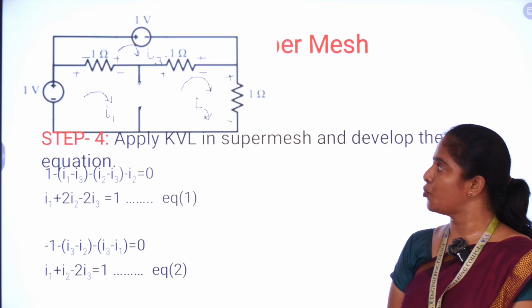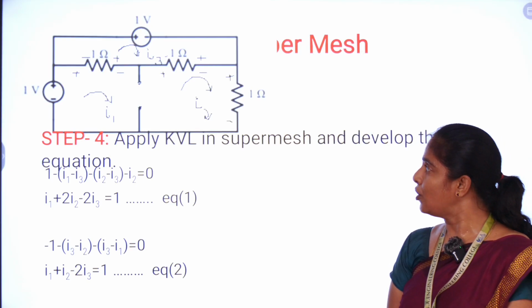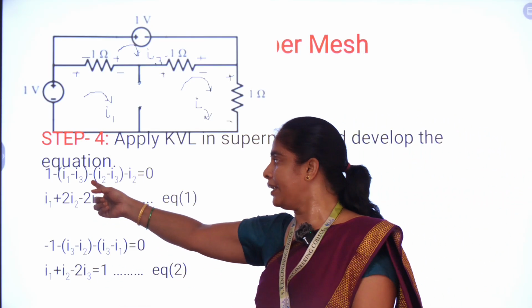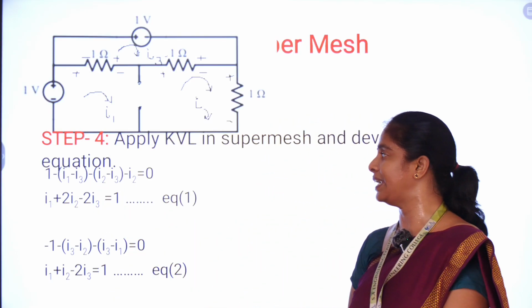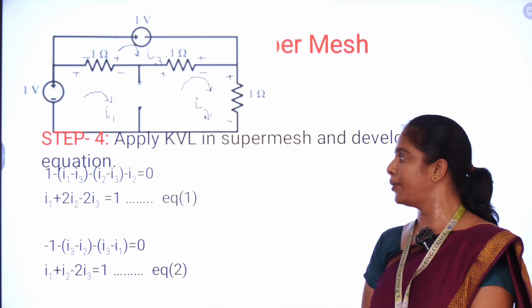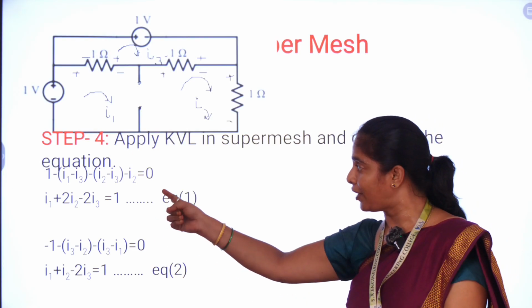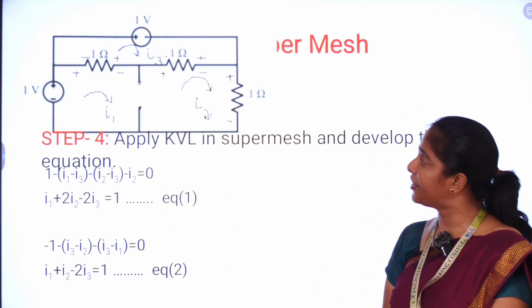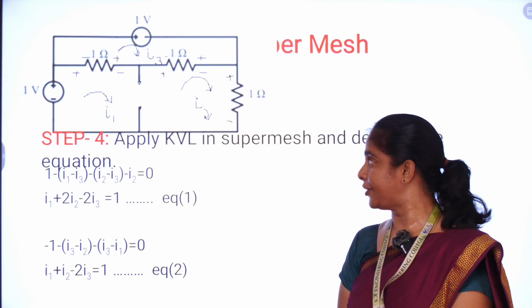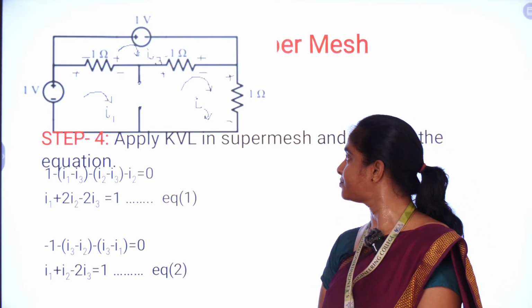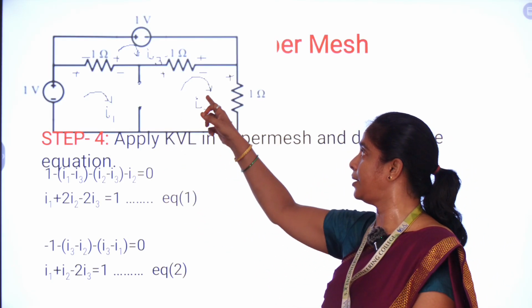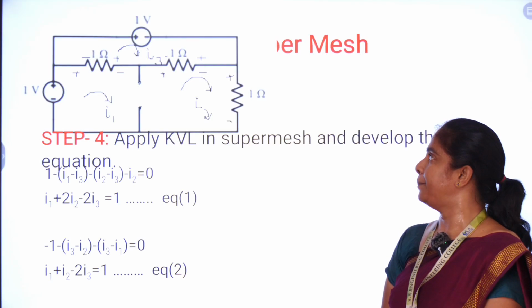As the resistor value is 1, no need to represent it. So we are going to represent the second component, this voltage component, as 1 into I1 minus I3. And we are representing this voltage with negative polarity, as the current is entering with positive and leaving with negative, that is low voltage.